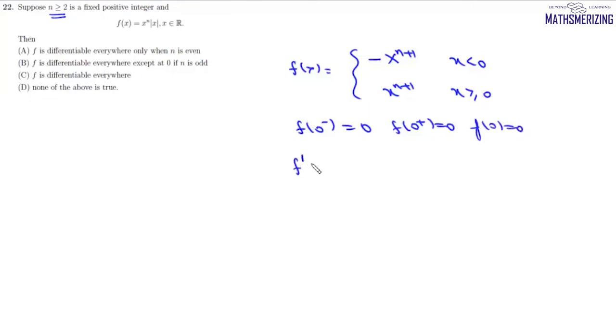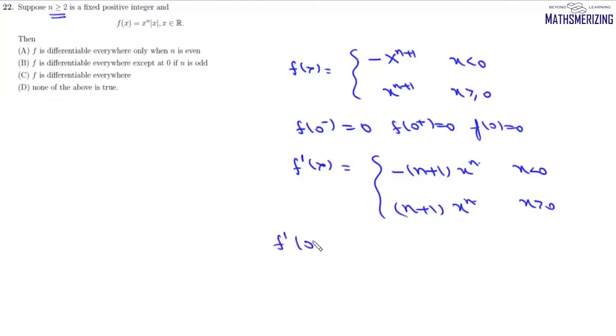Now if we find f dash x, it will be minus (n plus 1) x to the power n when x is less than 0, and it will be (n plus 1) x to the power n when x is greater than 0. Now f dash 0 negative will be minus (n plus 1) times 0 to the power n. Now since n is greater than or equal to 2, this value will be 0.